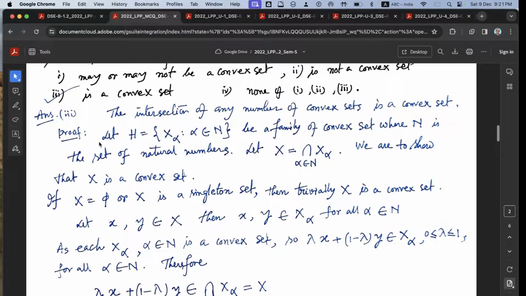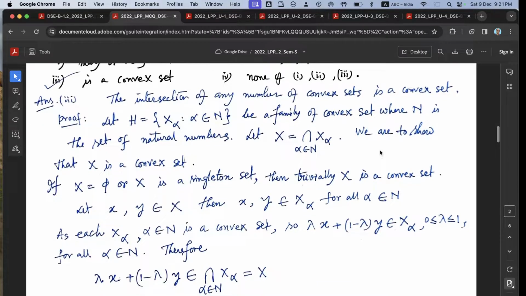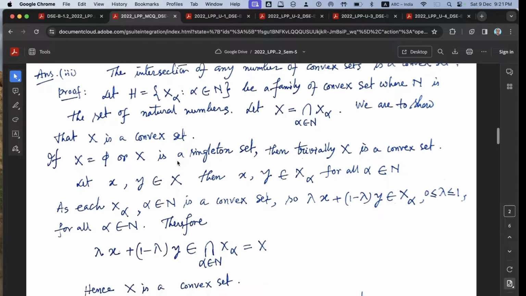And for the proof, here we let H be the family of all convex sets X alpha, where alpha belongs to N, the set of natural numbers, and let X be the intersection of X alpha, where alpha belongs to N. We are to show that X is a convex set.